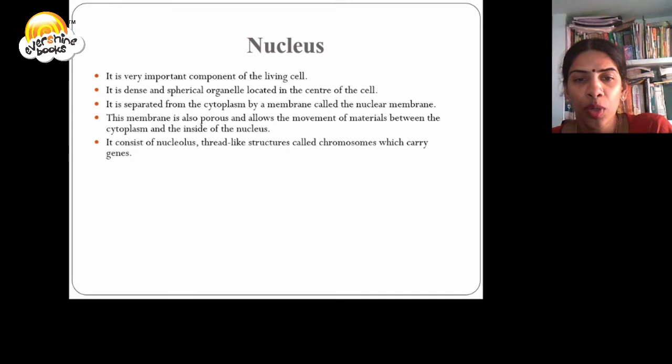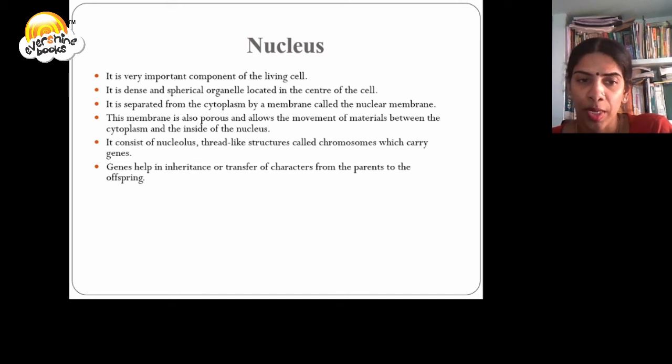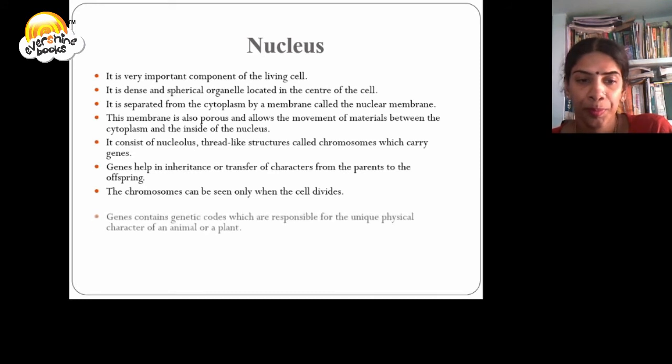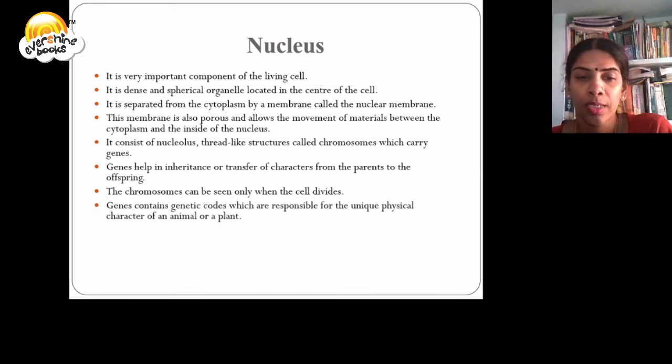It consists of the nucleolus and thread-like structures called chromosomes. The chromosomes carry genes. The genes help in the inheritance or transfer of characters from parents to the offspring. The chromosomes can be seen only when the cell begins to divide. The genes contain genetic codes which are responsible for the unique physical characters of an animal or a plant.